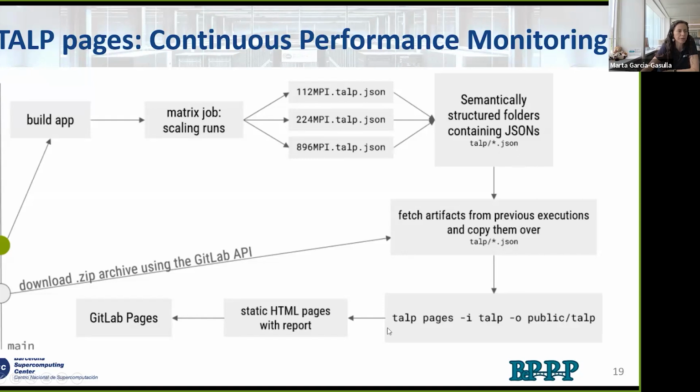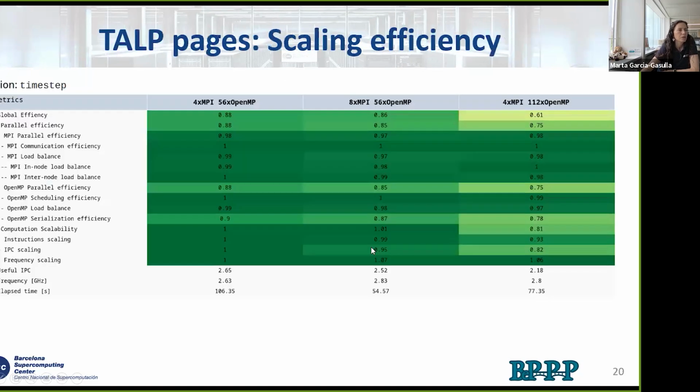With this, we are able to build some HTML pages that will show in the GitLab pages. So this is an example of something that you could get. This is the scaling efficiency. So for a single commit, you have different configurations. In this case, it is a hybrid MPI OpenMP application, and you can see how changing the number of processes and threads, you get different metrics.